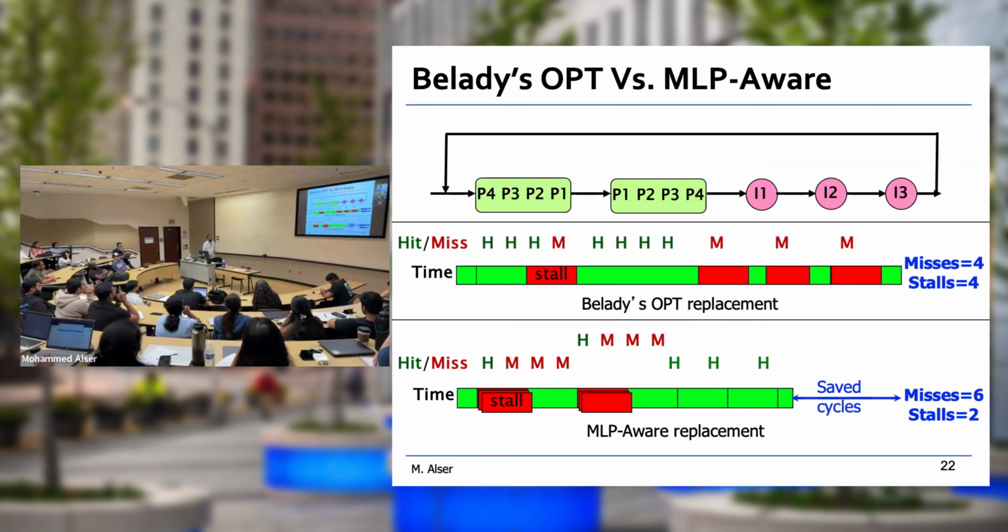If you have the chance to choose one of them, which one would you choose? Now let's forget about the number of misses. If I ask you about the number of cycles, the second one, right?